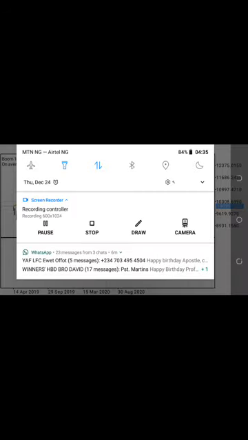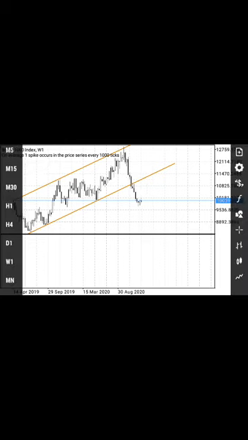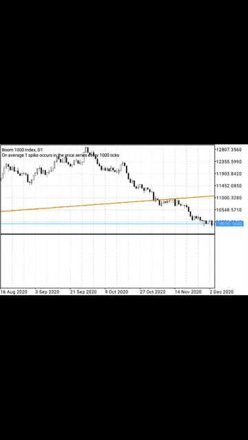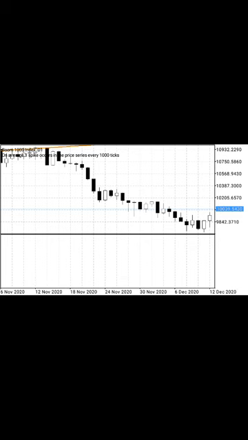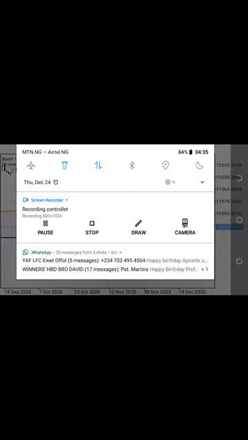Now if you observe this point, the trend line has been compromised at that point. That was why you had this bearish move down. The trend line has been compromised, and what does that mean? Let's go to a lower time frame than W1. You can see that that is the point where this trend line was compromised. I mean this point here.